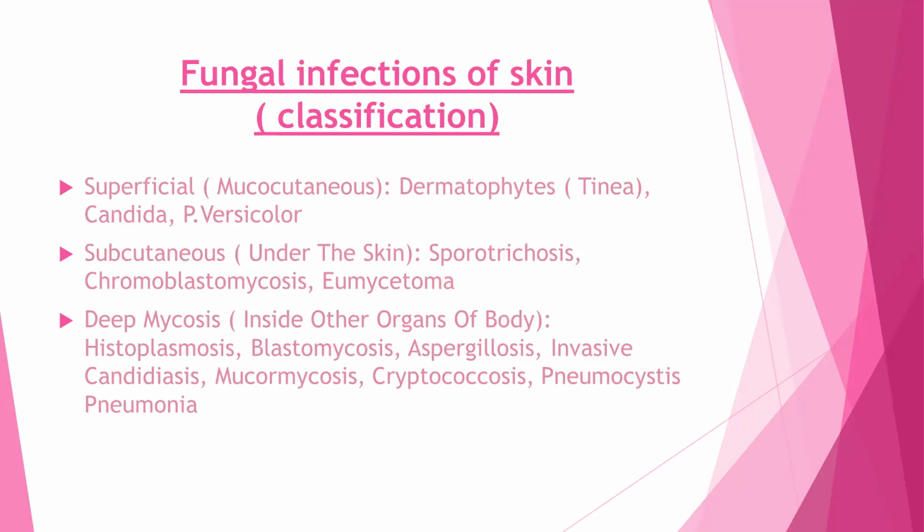Fungal infections of the skin, we come on to the second part of the topic. Superficial or mucocutaneous: dermatophytes, tinea, candida, pityriasis versicolor in the course in your syllabus. Then the subcutaneous variety which occur under the skin: sporotrichosis, chromoblastomycosis, eumycetoma. Deep mycoses, which are deep or systemic infections inside other organs of the body: histoplasmosis, blastomycosis, aspergillosis, invasive candida. Candida can cause all 3 forms. Mucormycosis, cryptococcosis, pneumocystis pneumonia.